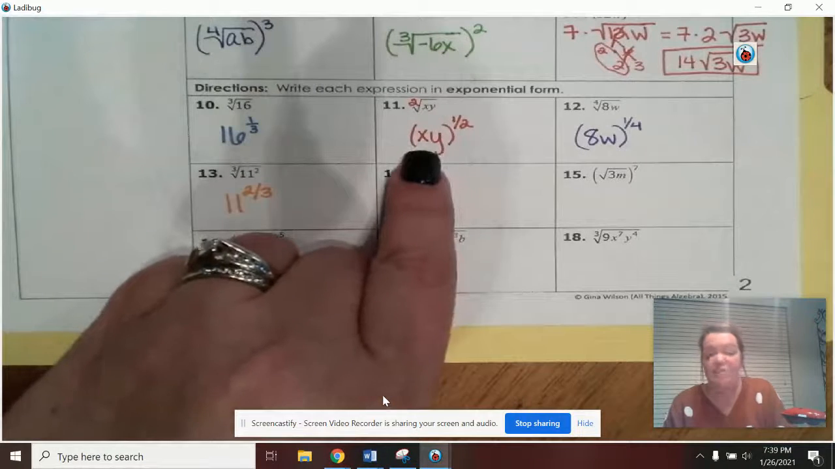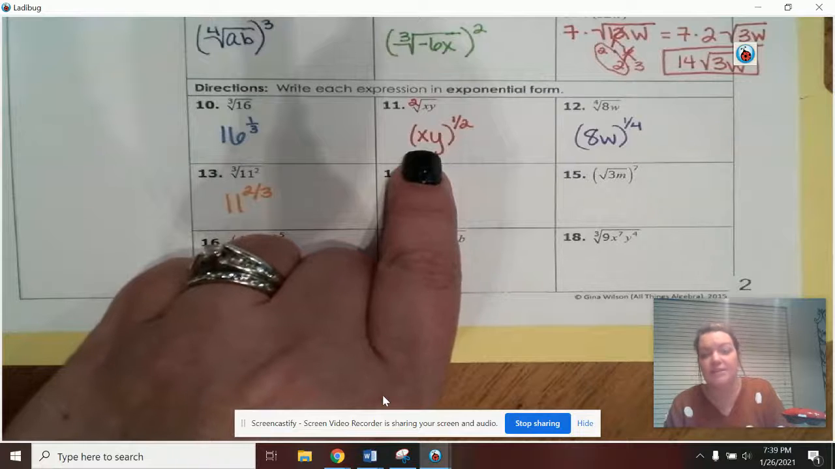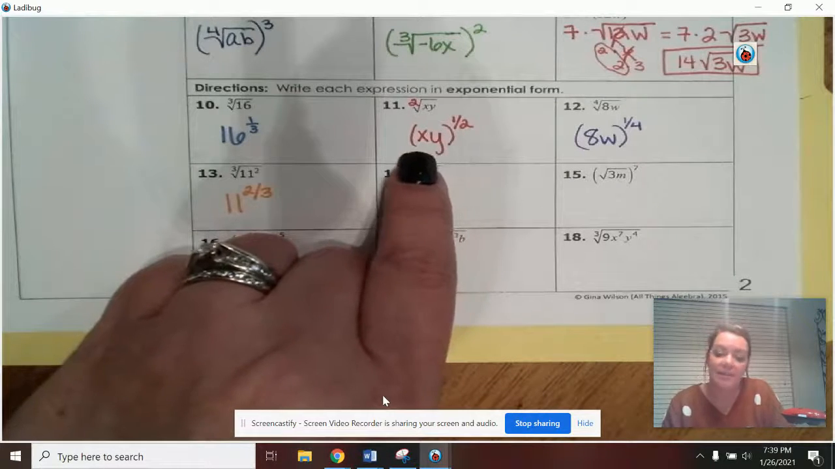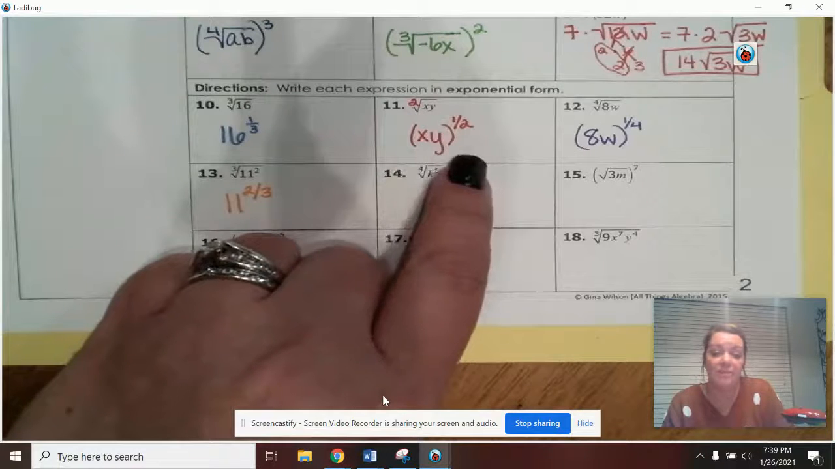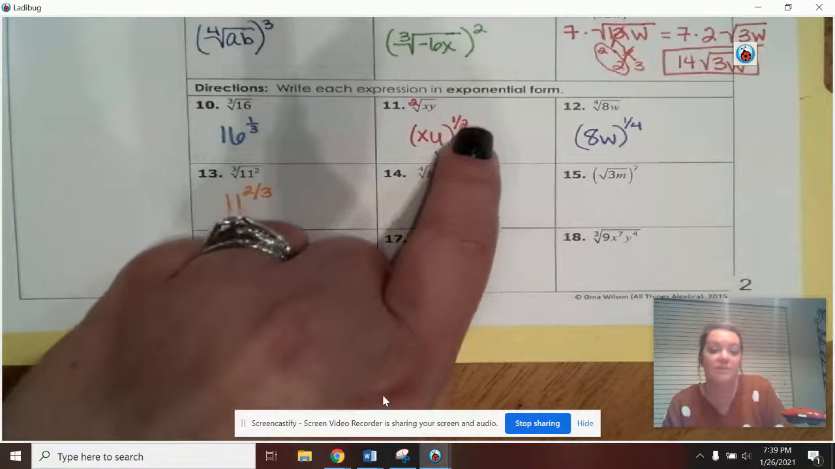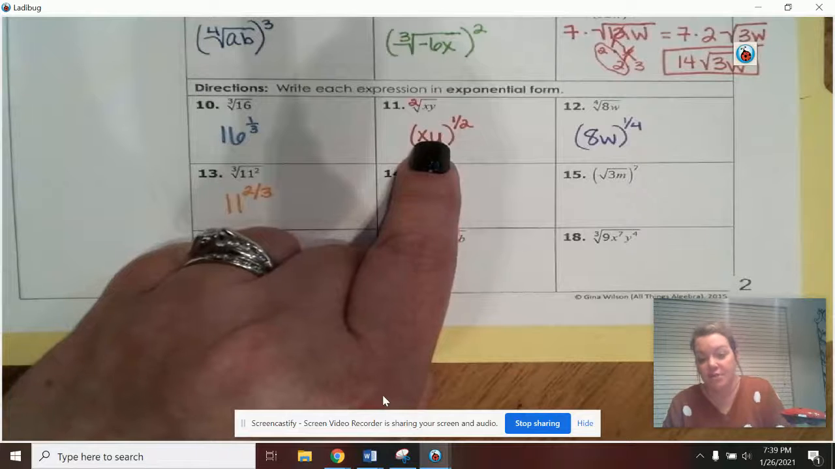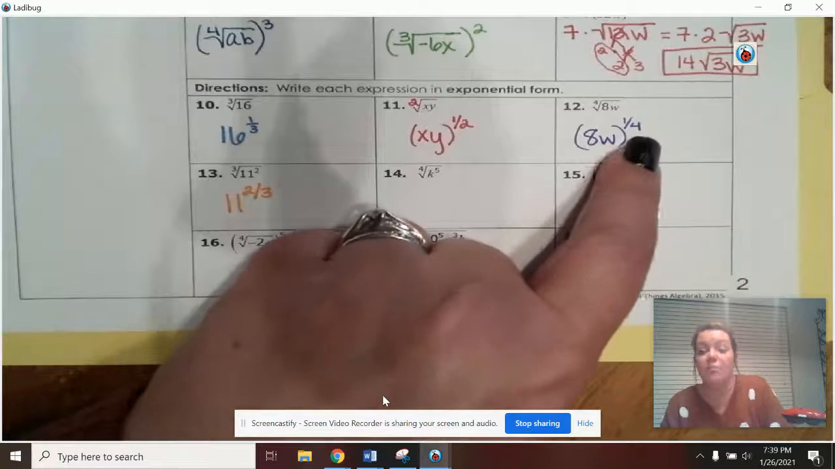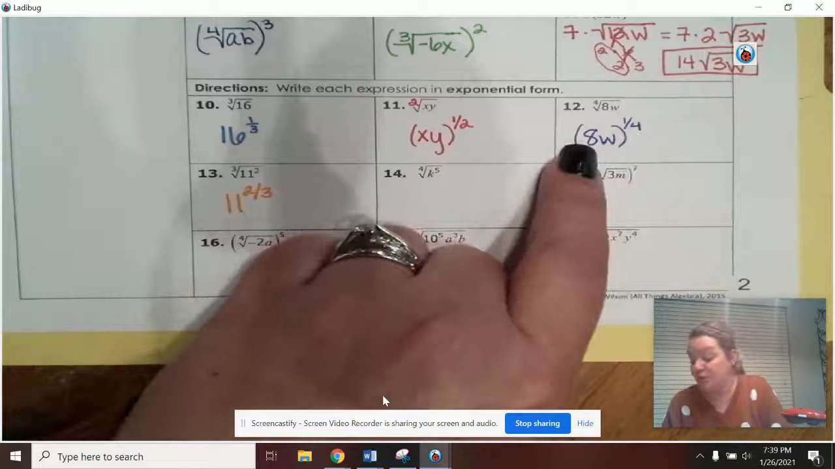This is x and y. This is both things needing to be raised to the 1/2. So that's why you need to make sure you use parentheses. Otherwise, if I don't use the parentheses, it'll just look like the y is being raised to the 1/2, not the x also. Same thing with the 8 and the w. They both need to be raised to the 1/4 power. So that's why you need to use the parentheses.